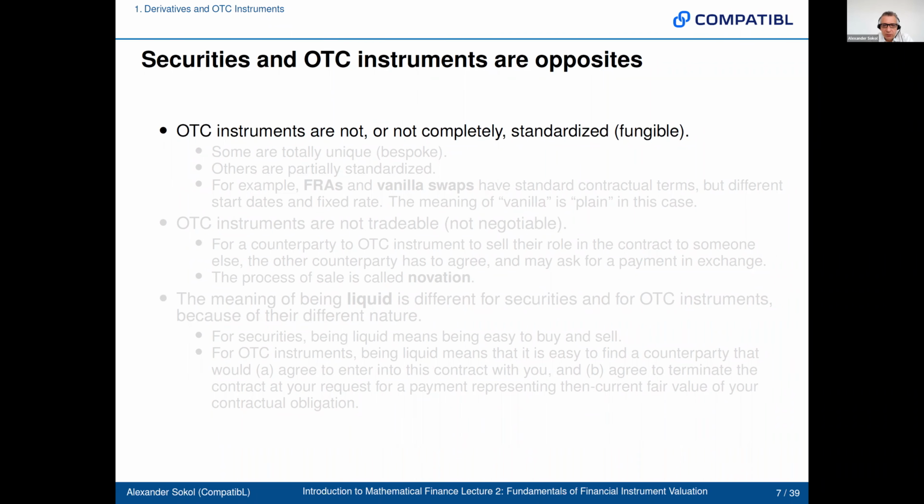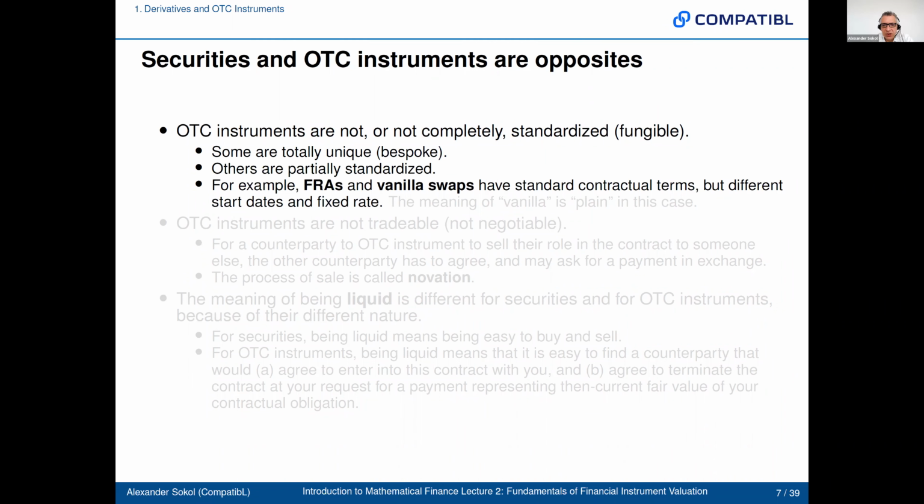And over-the-counter instruments are not completely standardized, right? So some are totally unique or bespoke. Others are partially standardized. For example, forward rate agreements and vanilla swaps, and we'll talk about vanilla swaps later today, have standard contractual terms, but different start dates and fixed rates, right? And the meaning of vanilla is plain in this case. Vanilla, of course, is an ice cream flavor, but in English you say plain vanilla, which means plain or simple. So the meaning of vanilla here is plain, right?